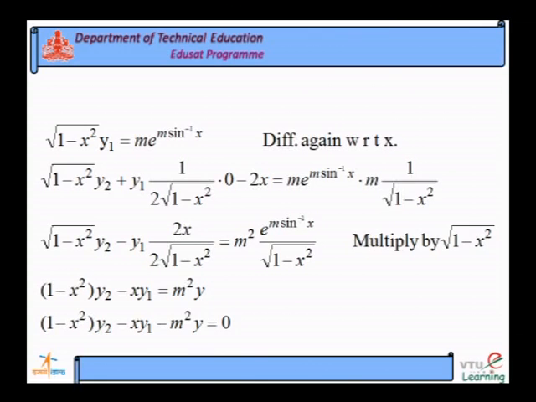Again you multiply with root of 1 minus x square, what happens? It will become 1 minus x square y2, the 2 gets cancelled there, minus x into y1 is equal to m square into y. Y is what? e to the power of m sin inverse x. That is the required equation.